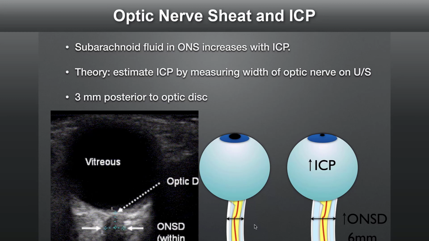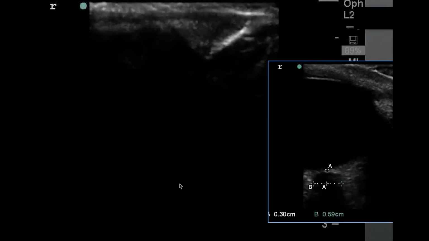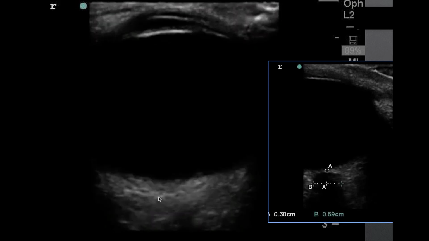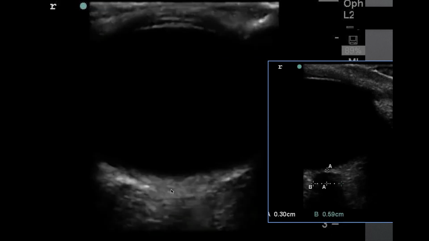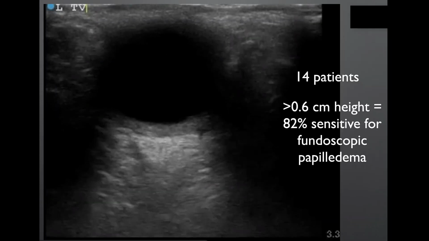Some books will say 5 millimeters or larger is increased optic nerve sheath diameter, but I find enough measuring artifact issues at that size that I usually go with 6 millimeters. You might also see some papilledema. This is a patient who doesn't have papilledema, but does have a generous looking optic nerve sheath. They were in status epilepticus for a couple of hours prior to this, so there was some concern for increased intracranial pressure.